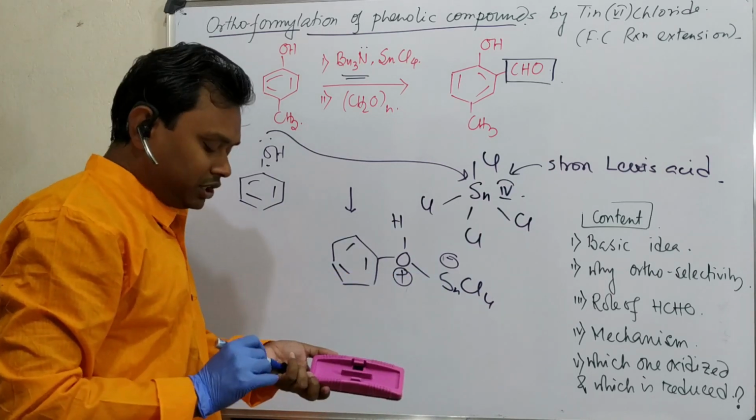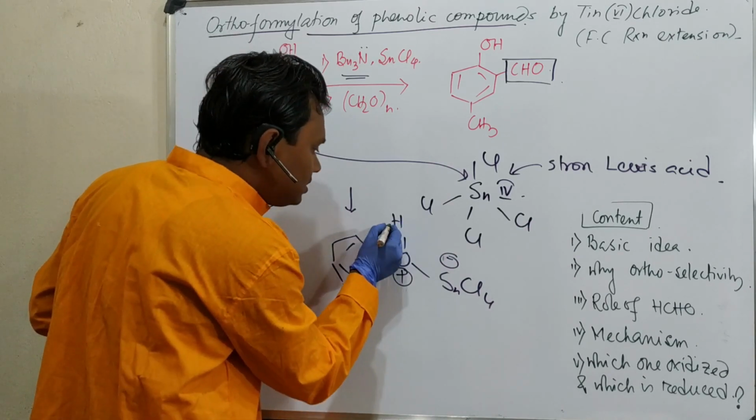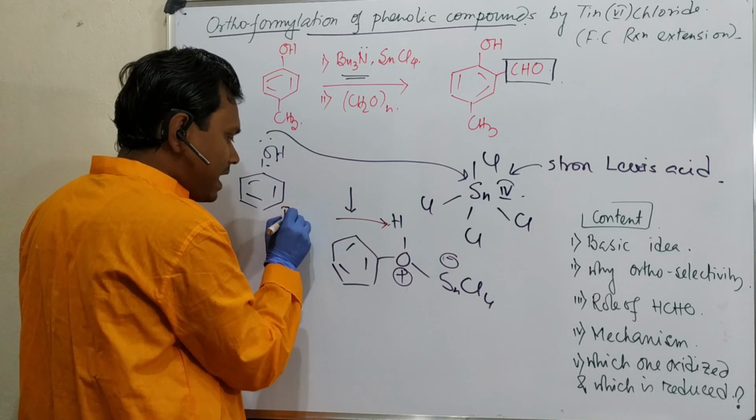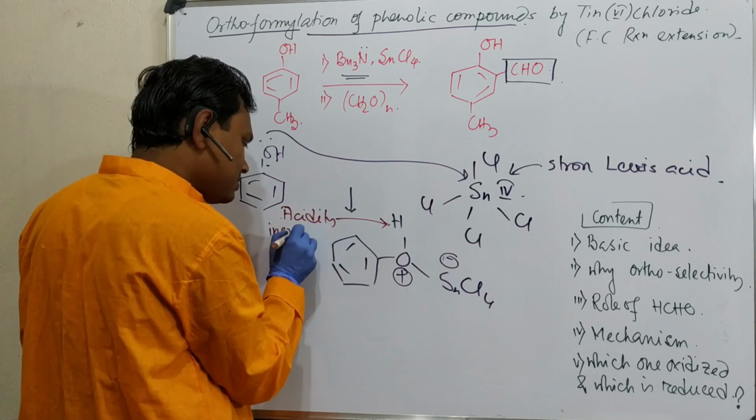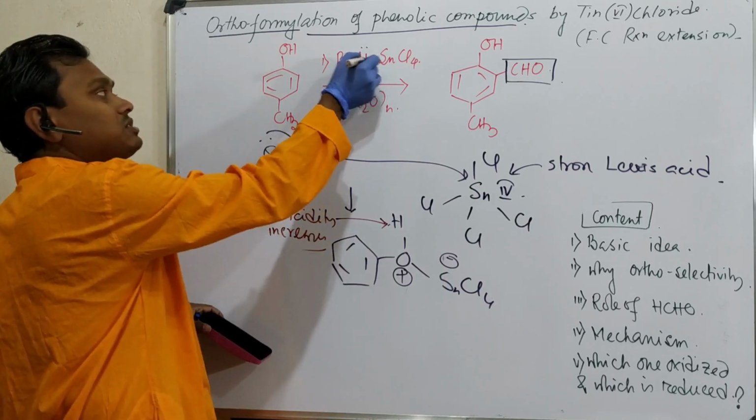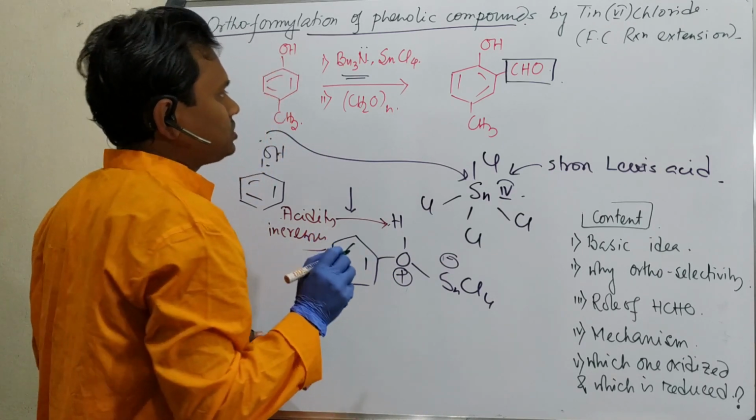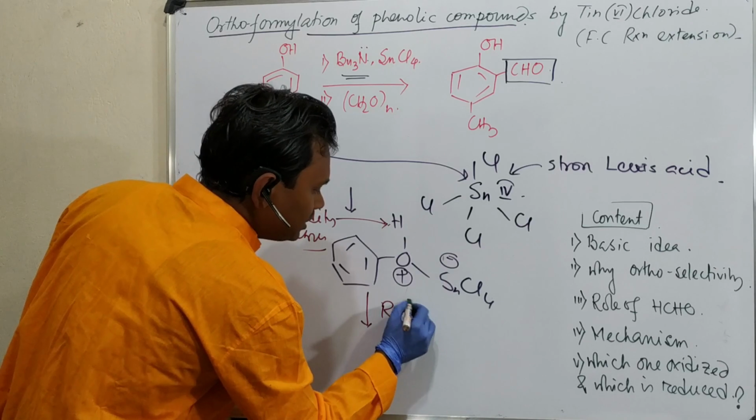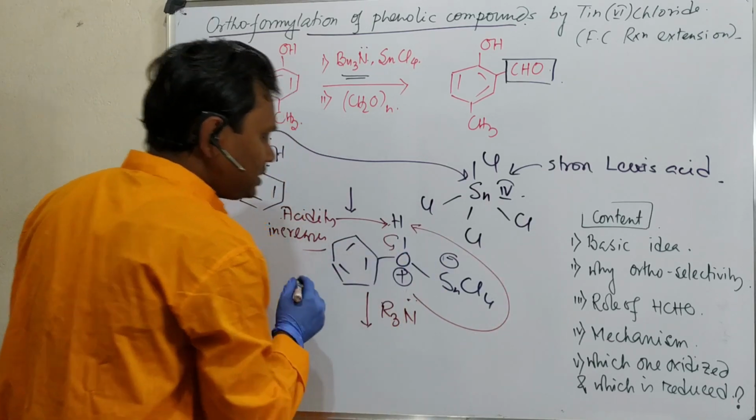Now what is the meaning of this? This coordination increases the acidity. Previously it was not able to abstract this proton, but right now this can abstract this proton. That is the interesting point of this. So now if you put this trialkylamine, here butyl, it is capable of abstracting this proton and it will be neutralized.